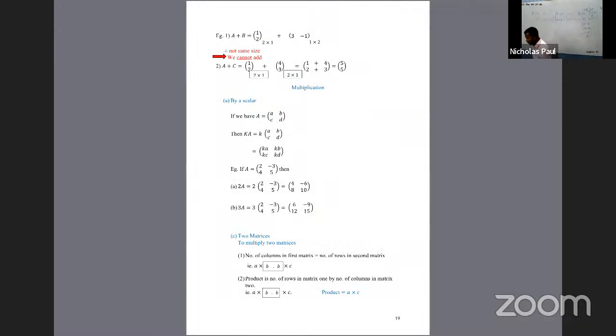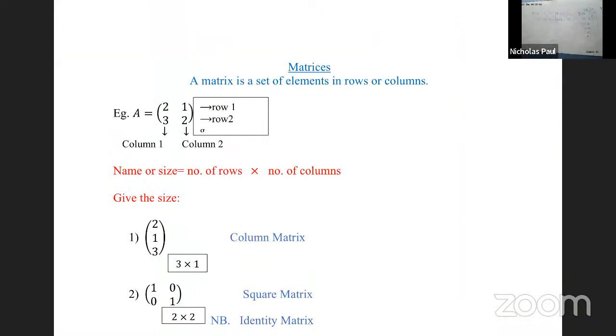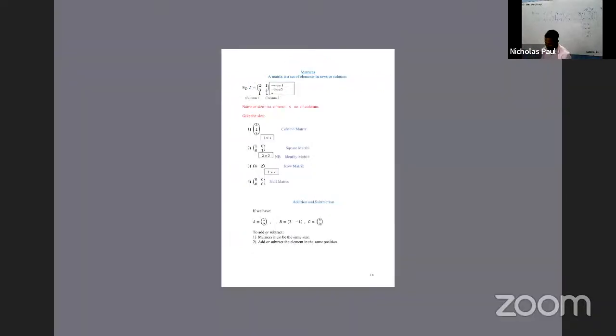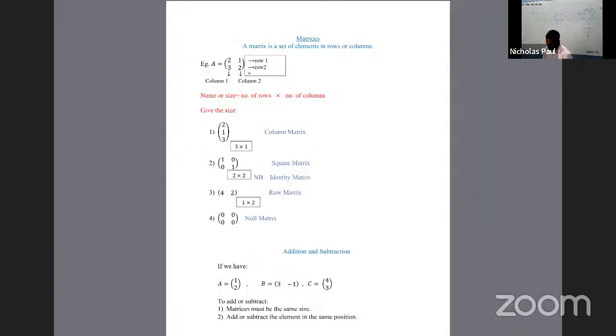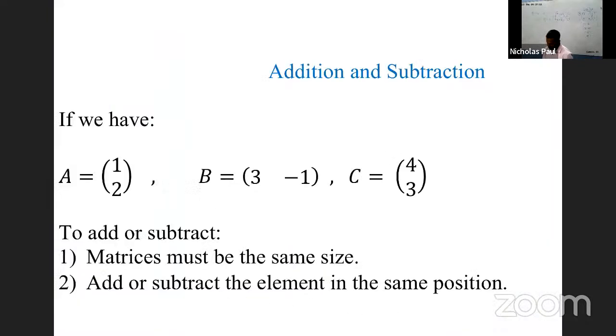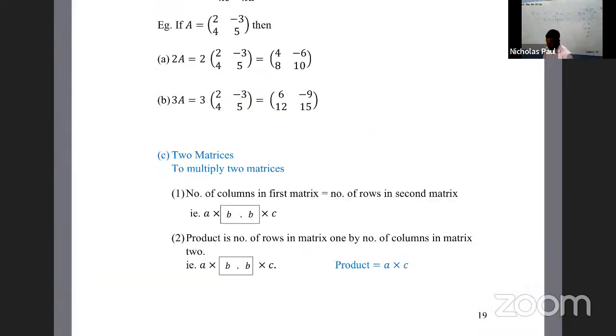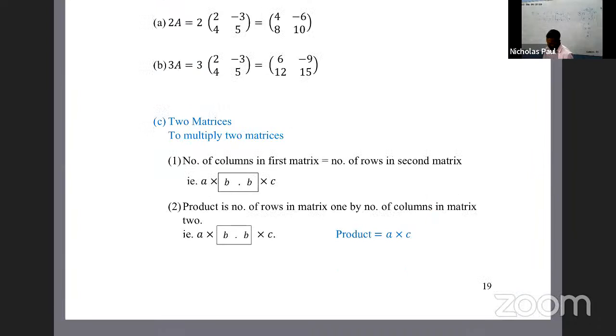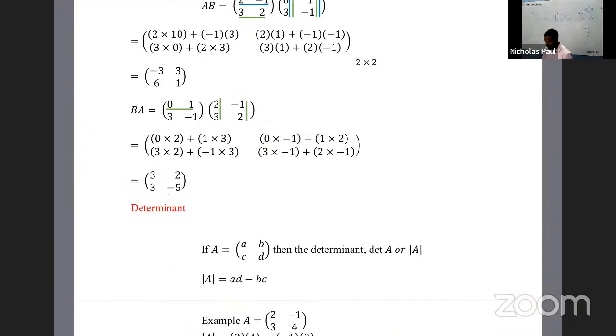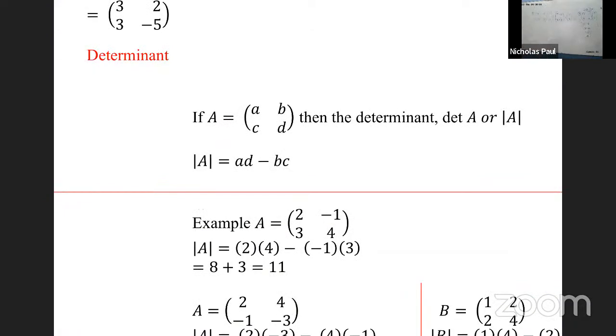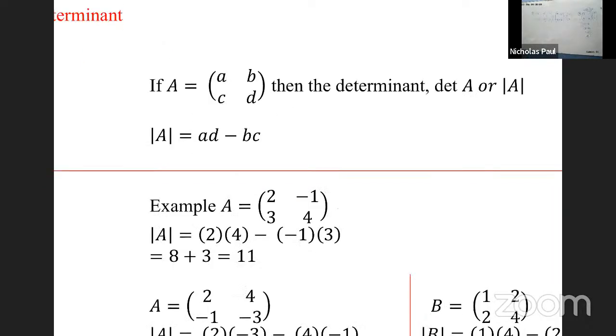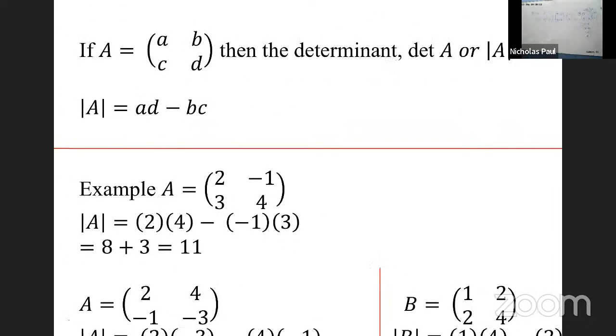For those who can't see, I was sending this. If you look here online, you'll see it. There's a little bit of the notes that we have: how to name a matrix, how to add matrices, how to multiply by a scalar, how to multiply two matrices. I gave you some examples here. The next thing we need to learn is the determinant. The determinant gives you an idea of the magnitude of the matrix. To find the determinant, you multiply A by D and subtract B by C.